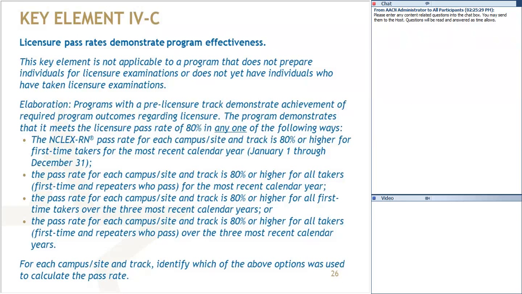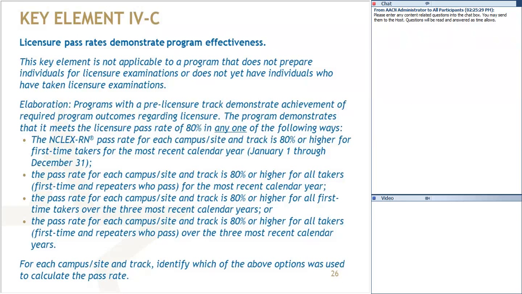The first says that if the pass rate for first-time takers is 80% or higher for the most recent calendar year, January 1 to December 31, again, keep in mind we're looking at data separately for each campus site and track if more than one of those exists. But if the first-time pass rate is 80% or higher for the most recent calendar year, like Deborah said when she was talking about her slide, you've met. There's been compliance, so your program needs to go no farther. If that option is not met, we have some other options that the school can choose.